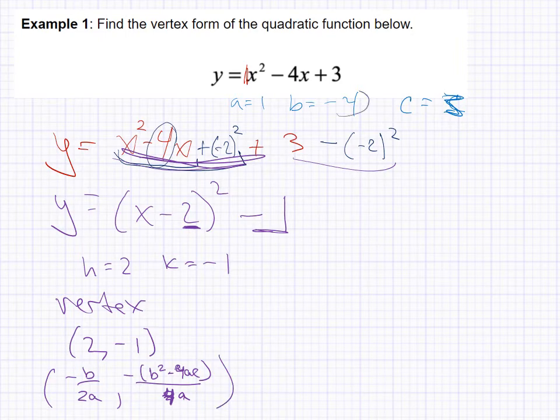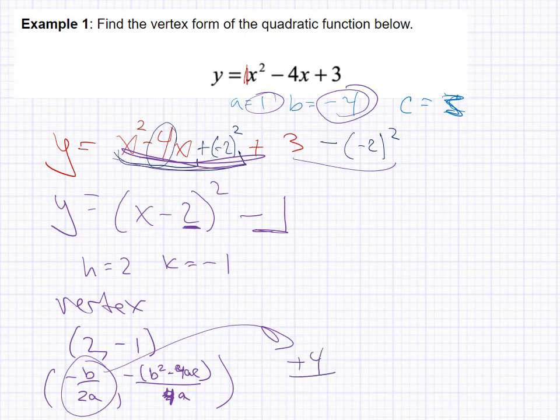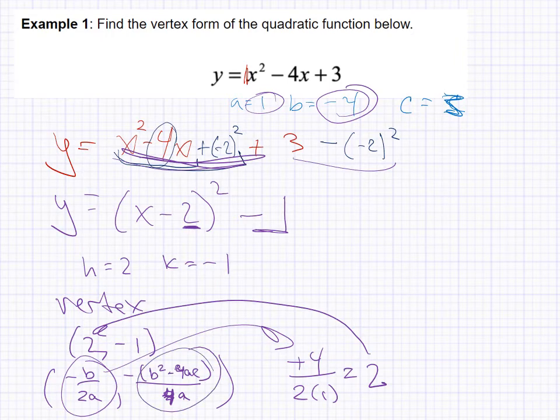So think about it. b is -4. 2a is 2 times 1. So if we use that for this piece here, we would have -4, so it would be +4, all over 2 times 1. Well, 4 over 2 is 2. And that's exactly what we got. And the same thing would happen here with the k. Now, here's the thing. If you know where the vertex is, graphing a parabola is very easy. So (2, -1), there's your vertex.